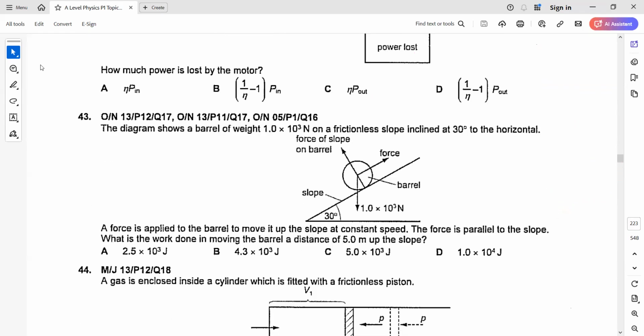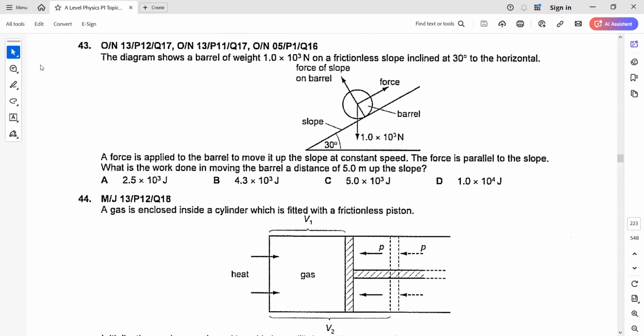Let's try some other questions. This looks difficult, but this is very easy. Want to try this? 43. So the diagram shows a barrel of weight this much Newton on a frictionless slope inclined at an angle. I think we just did this type of question, right? This looks difficult. So we have weight and we have the slope. What is the work done in moving the barrel a distance of 5 meters?